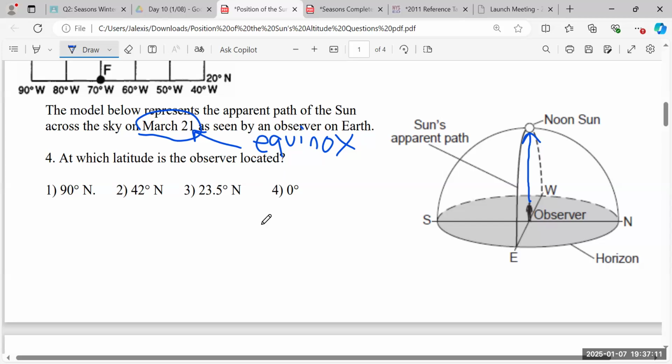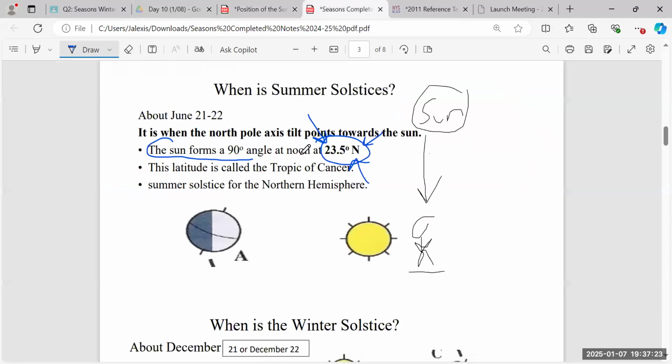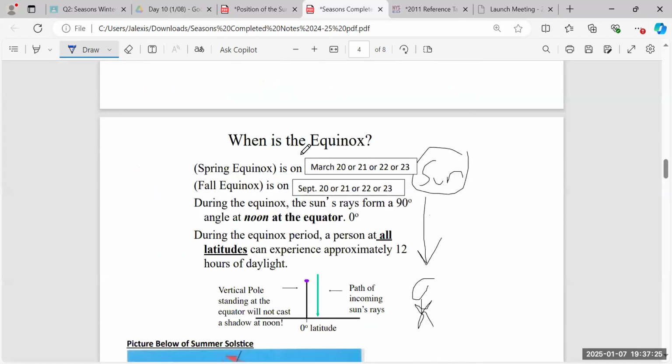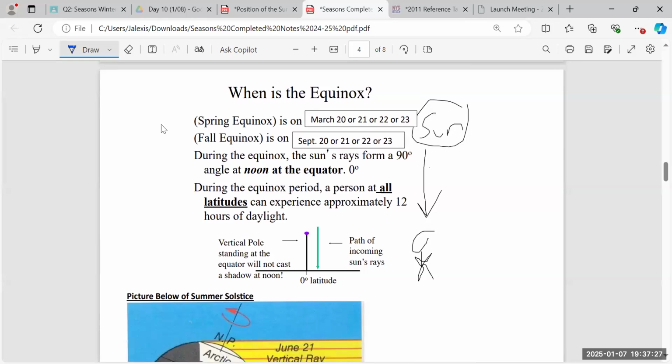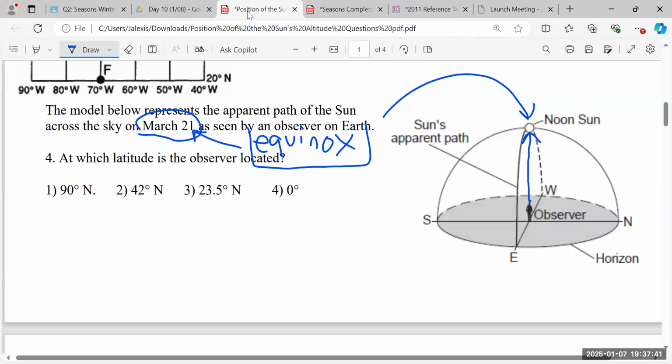I have to look at which latitude the sun will be directly over the observer's head during the equinox. When I look at my notes and go to the equinox, it says right here, during the equinox, the sun rays form a 90-degree angle at noon at the equator, latitude of 0 degrees. So therefore, my answer is going to be 0 degrees.